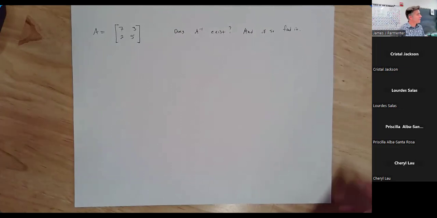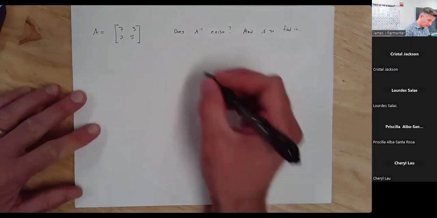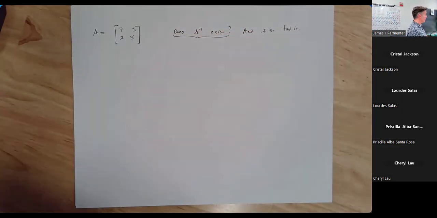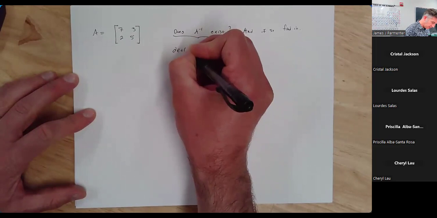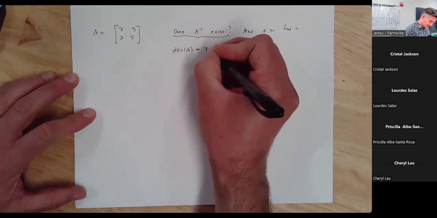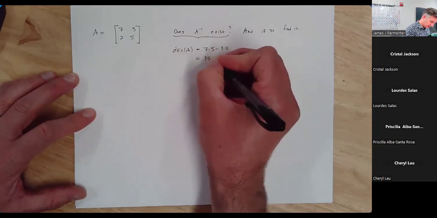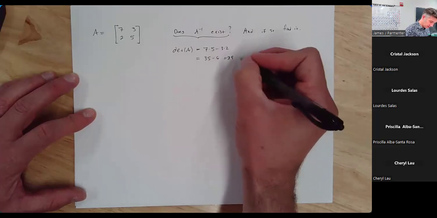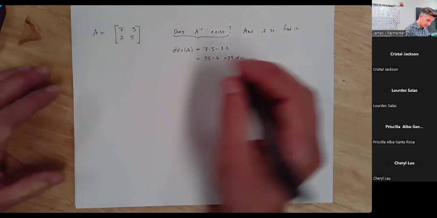This question is first asking us to determine whether or not the matrix is invertible. So to answer this question, you don't want to start finding the inverse. You want to just say, what's the determinant? So does A inverse exist? Well, the determinant of A is equal to 7 times 5 minus 3 times 2, which is 35 minus 6, which is 29, which is certainly not 0. So yeah, the inverse exists.